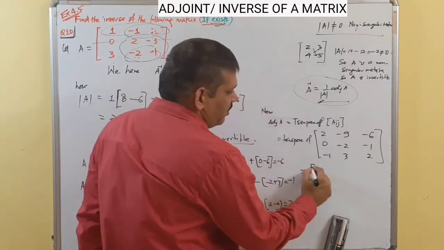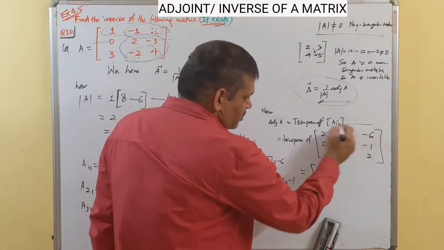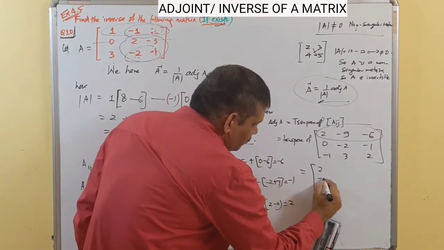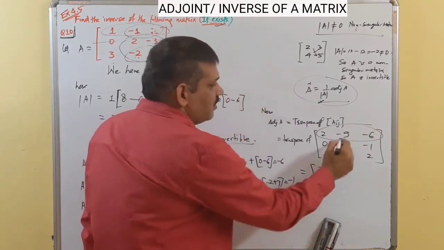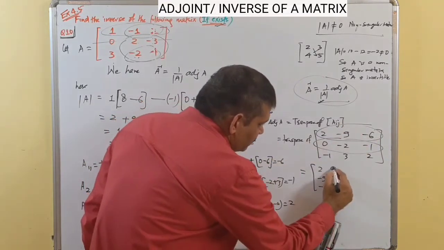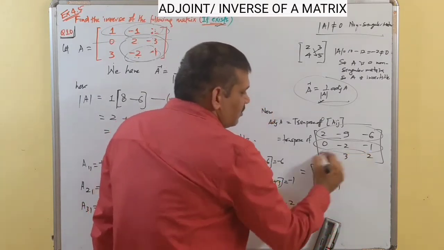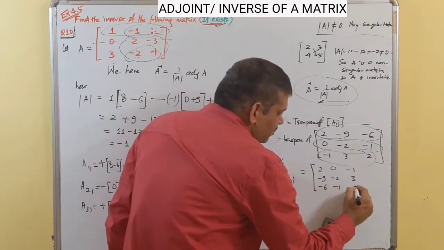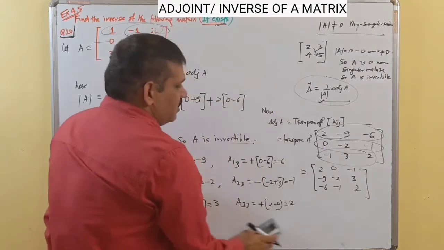Now on taking transpose, what we get is the first row now becomes the first column: 2 minus 9 minus 6. The second row becomes the second column: 0 minus 2 minus 1. The third row now becomes minus 1 3 2. This is adjoint A.